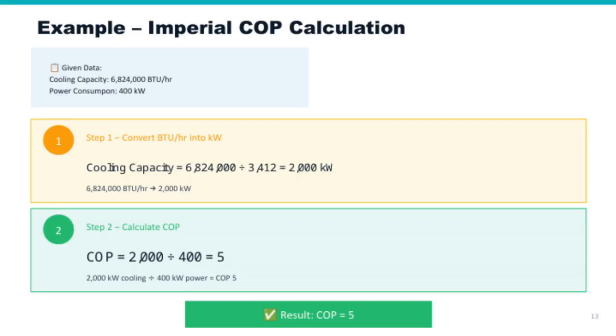Let's walk through calculating the coefficient of performance, or COP, for this cooling system. We start by converting the cooling capacity from BTUs per hour into kilowatts. 6,824,000 BTU per hour becomes 2,000 kilowatts. Next, we take that cooling capacity and divide it by the power consumption, which is 400 kilowatts. Doing the math, 2,000 divided by 400 gives us a COP of 5. This means the system delivers 5 times the cooling energy compared to the electrical power it uses.